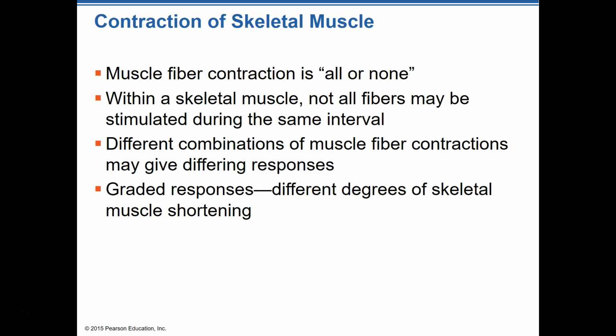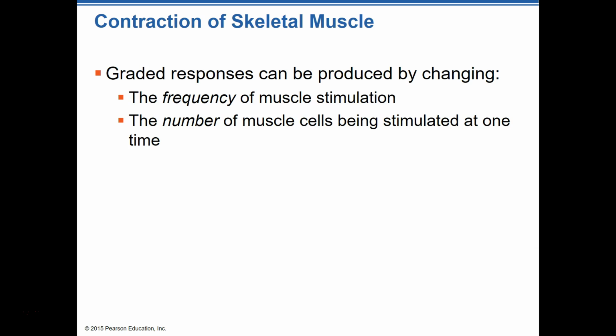When it gets enough of a stimulation to contract, all of it's going to contract or none of it. So it has to be a strong enough stimulation in order to make it contract. But not all fibers may be stimulated at the same time during the same interval, so it could be more of a graded contraction, which involves different degrees of skeletal muscle contraction. Graded responses have to do with the frequency of the muscle contraction, how often it's contracted, and the number of muscle cells that are being stimulated at one time.